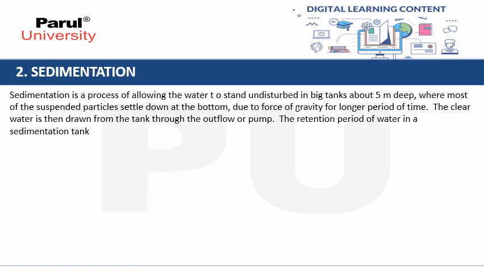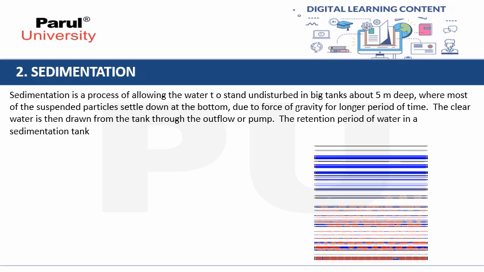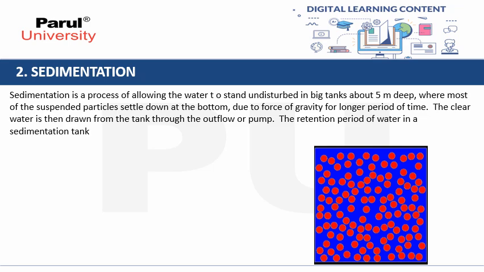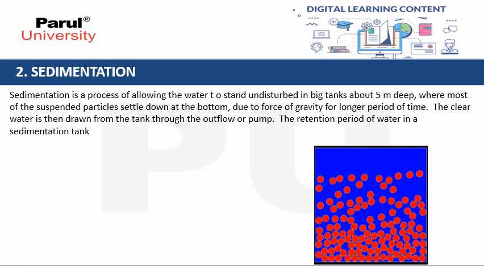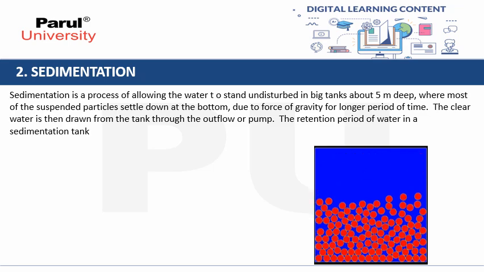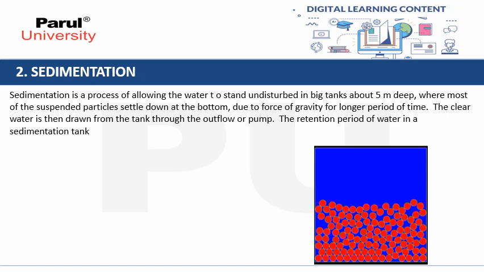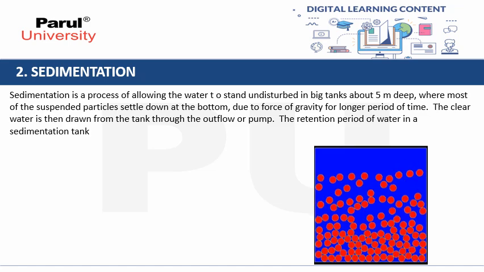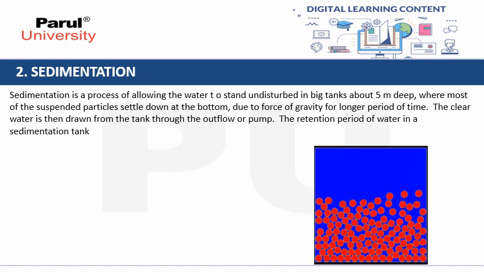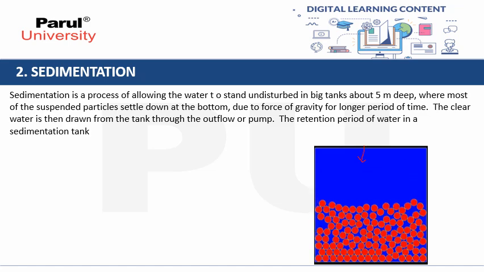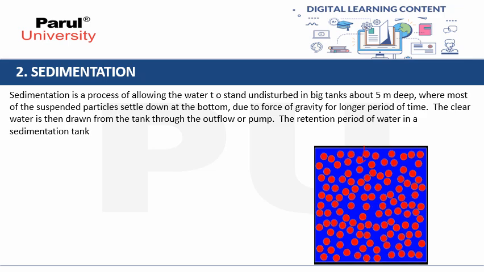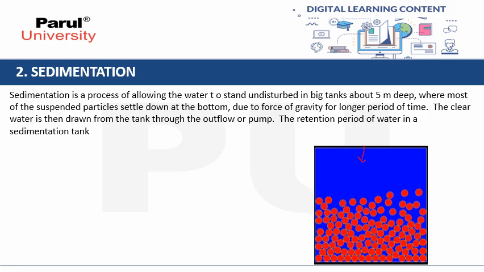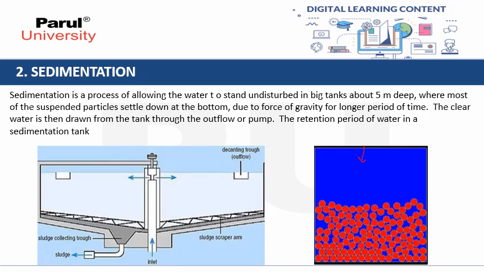Sedimentation. Sedimentation is the process of allowing the water to stand undisturbed in a big tank about 5 meters deep, where most of the suspended particles settle down at the bottom due to the force of gravity for a longer period of time. The clear water is then drawn from the tank through the outflow or the pump. As you can see here in the animation, the particles are settling down at the bottom of the tank because of the force of gravity. Hence, the retention period of water in a sedimentation tank is large.